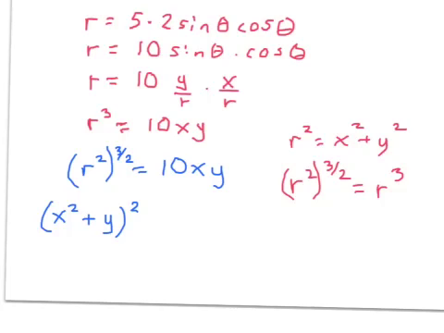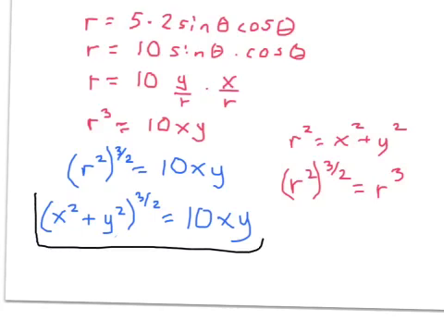Let's try that again. X squared plus y squared to the 3 halves equals 10xy. Now, technically right now, this is an equation that has only x's and y's, no r's and thetas, so it is rectangular.